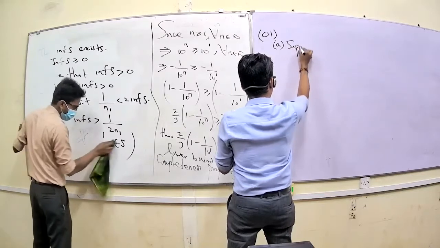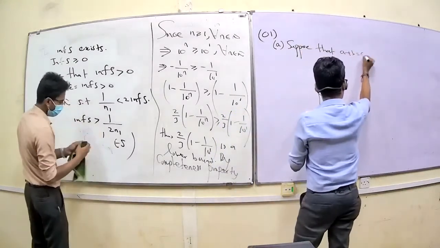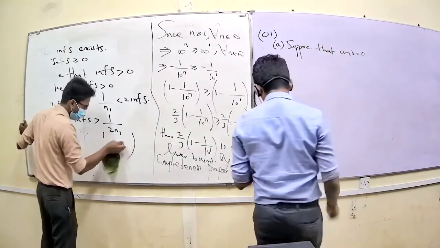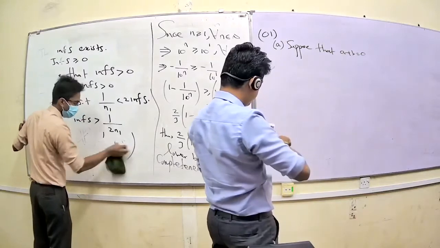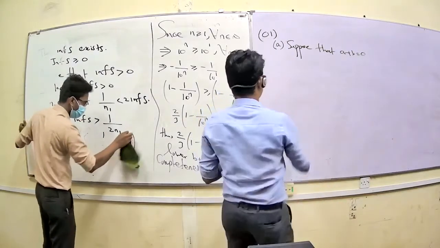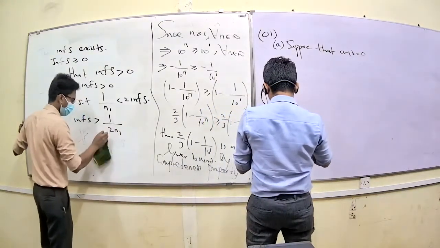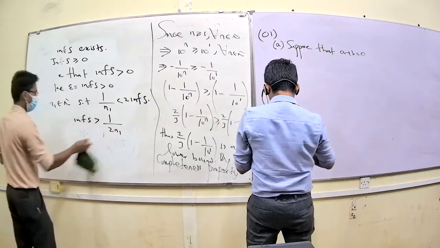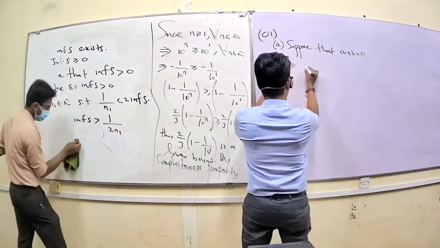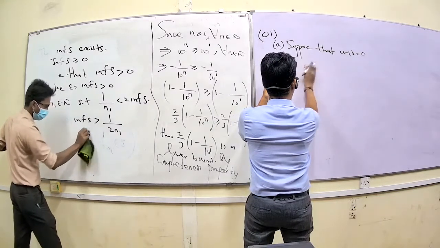Suppose that a plus b equals 0. Then you want to show that b equals minus a. There are some ways of doing this part. I will do it like this. First of all, you know that the axioms are important, and you can use the axioms here. Now you can add minus a to both sides.